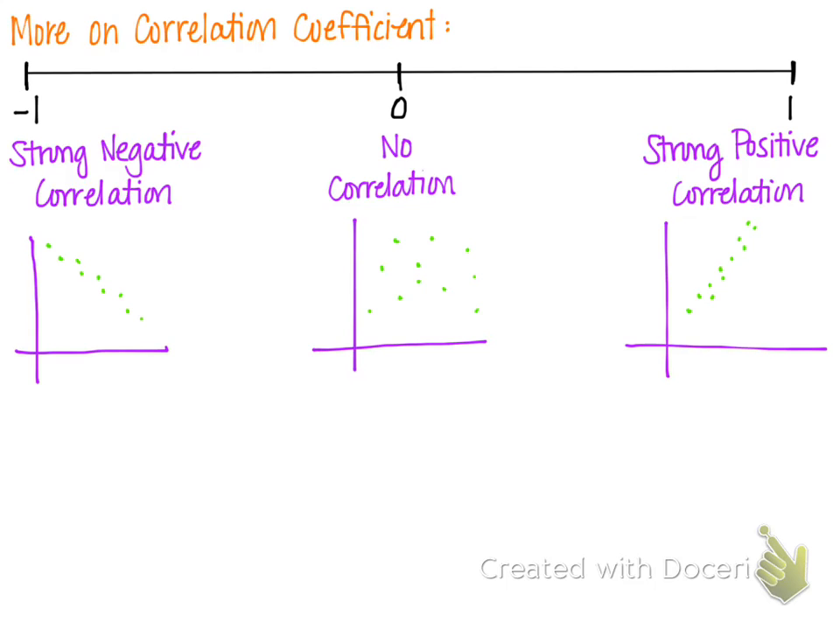Now the closer it is to 0, we'll have no correlation, meaning our data has nothing to do with each other. This could be something like plotting somebody's shoe size for the x values and how many cats they have for the y values. Because think about it, shoe size and cats have absolutely nothing to do with each other. So it would probably have a correlation coefficient really close to 0.